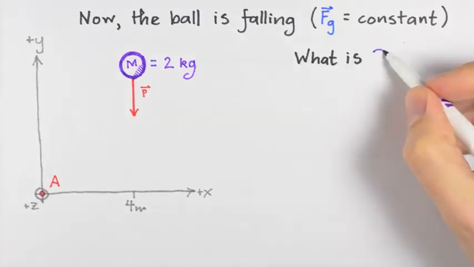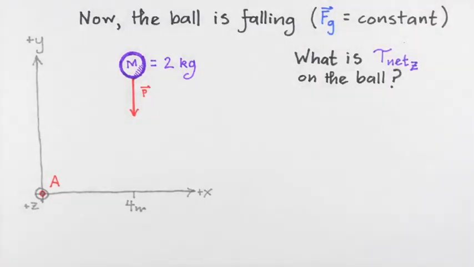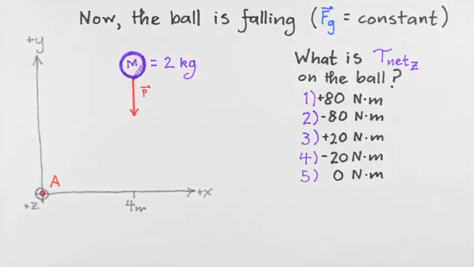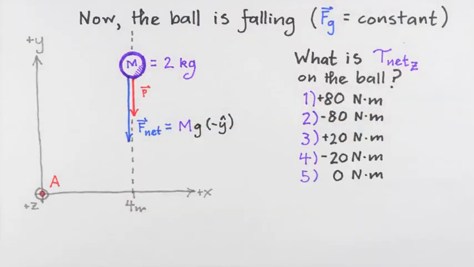First, we need to answer this clicker question, which asks us to find the net torque on the ball about the axis A. Here's the solution. The weight of the ball is the net force on the ball. The weight points downward and has a magnitude equal to m times g. By extending the line of action of the weight, we see that the moment arm is, once again, r perp.